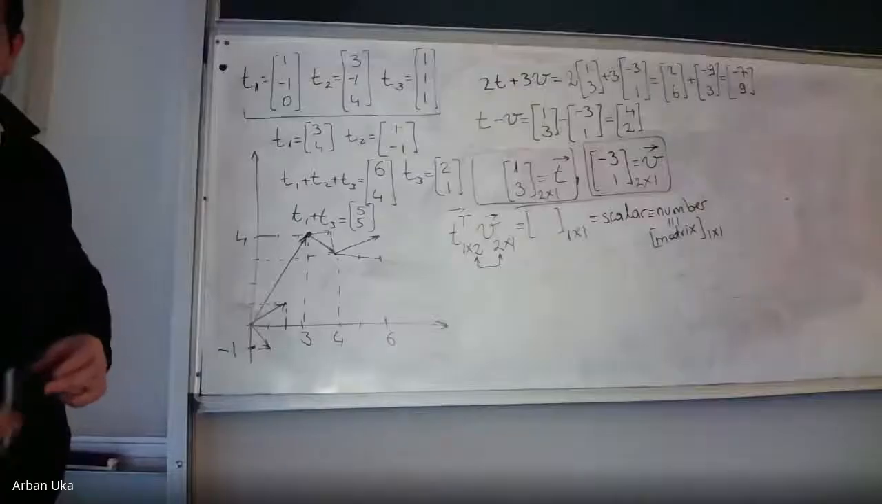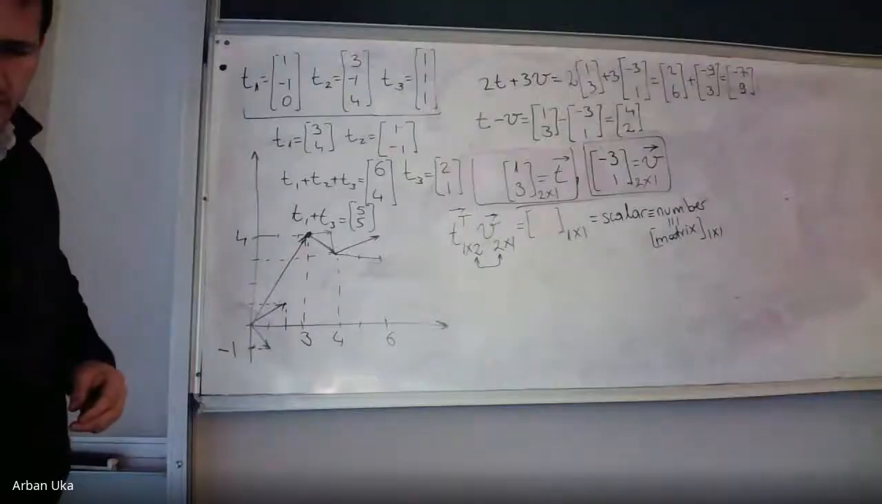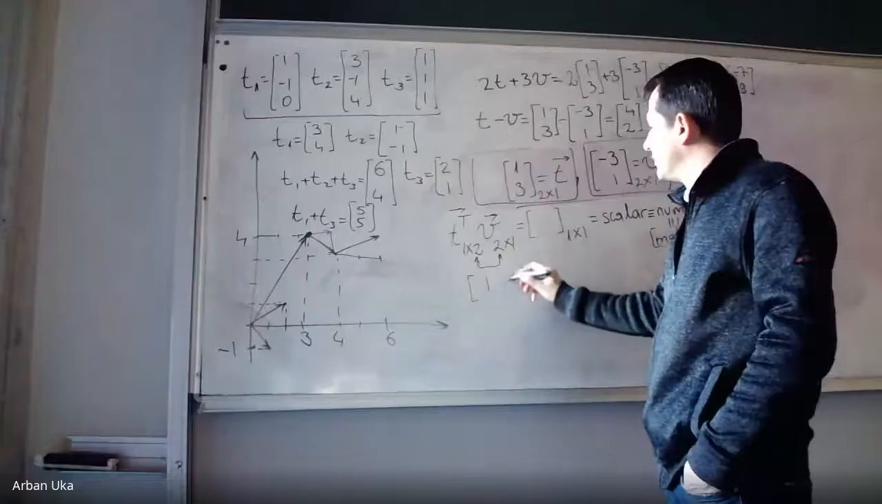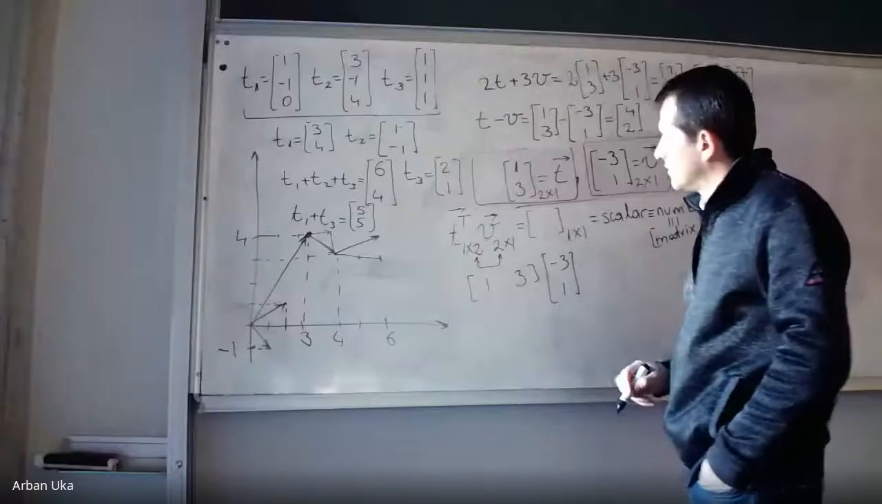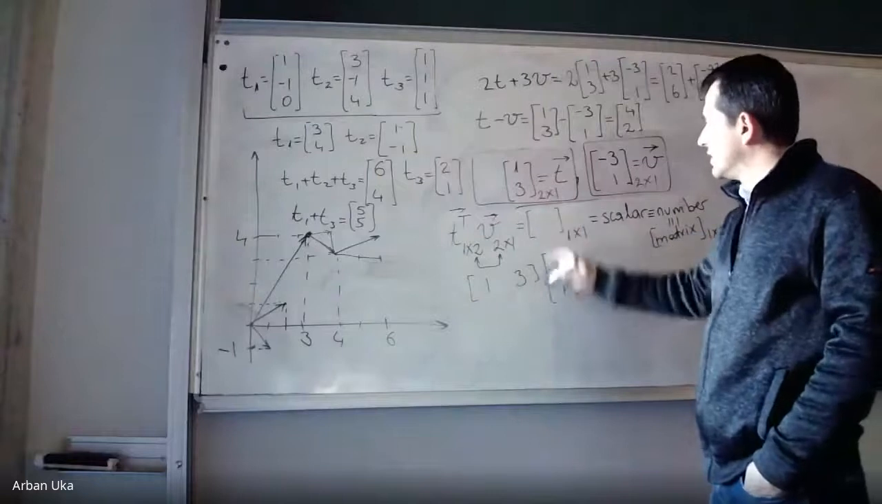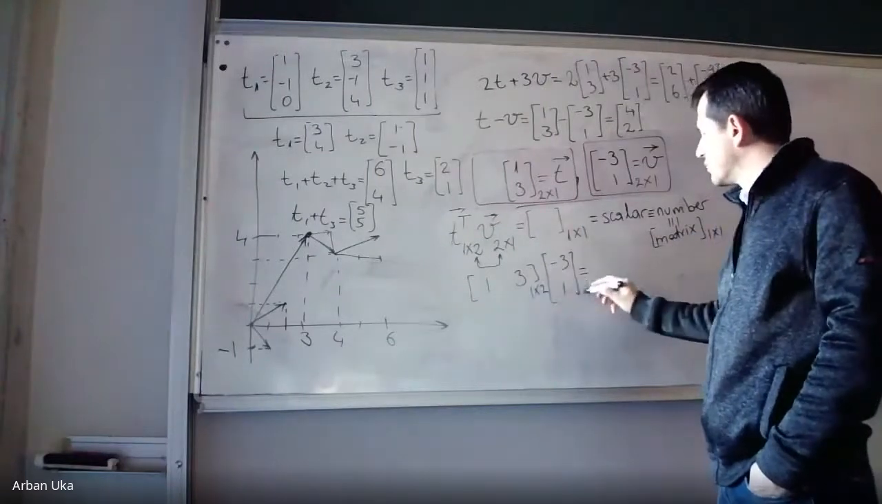Yeah, but when we multiply, we get 1 by 1 in the end. Yes. So the number of rows is taken from the first one, and the number of columns is taken from the second one. Yes, you can say so. This is 1, 3, which is 1 by 2. This is 2 by 1.